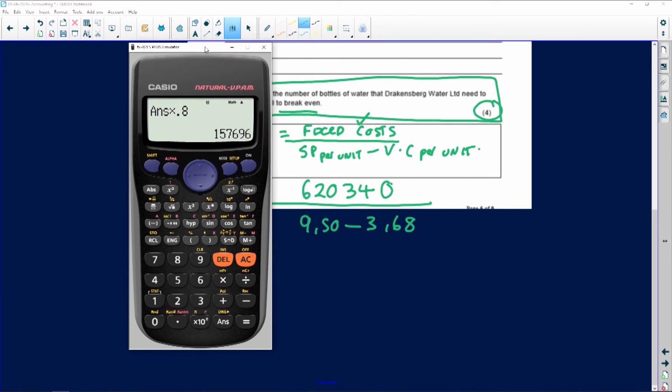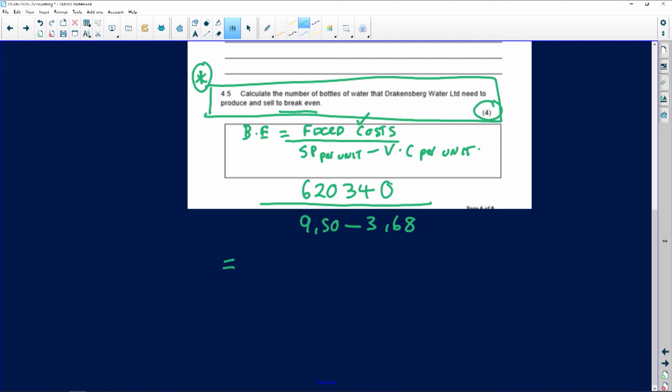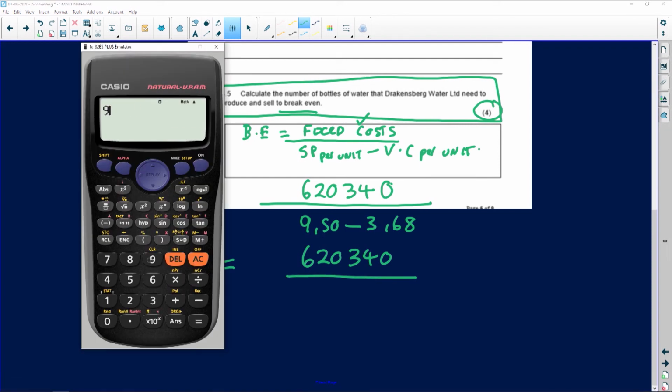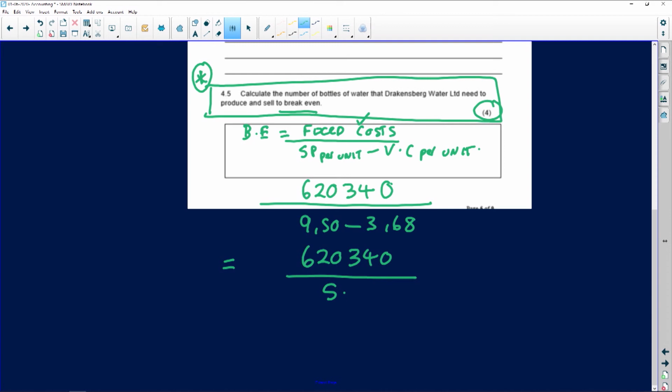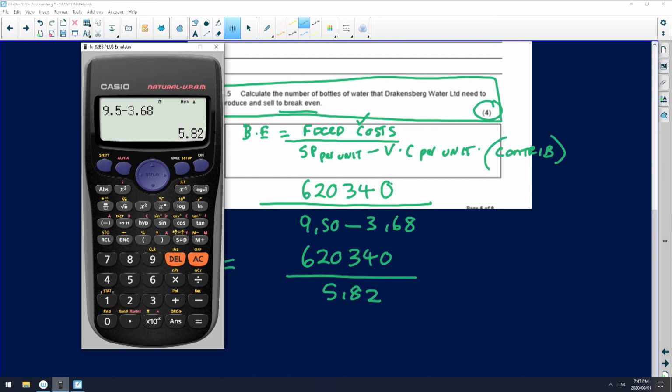I just want to do one more step before I look at the final answer. So 620,340 divided by, okay, you guys need to forgive me because I'm getting a bit tired now, right? But hopefully you guys are still with me. 9.50 minus 3 Rand 68, and that gives us a contribution of 5 Rand 82. Remember guys, I'm using the word contribution because selling price minus variable cost per unit is what we call contribution. Okay, right, and now I'm ready to calculate the point of break even.